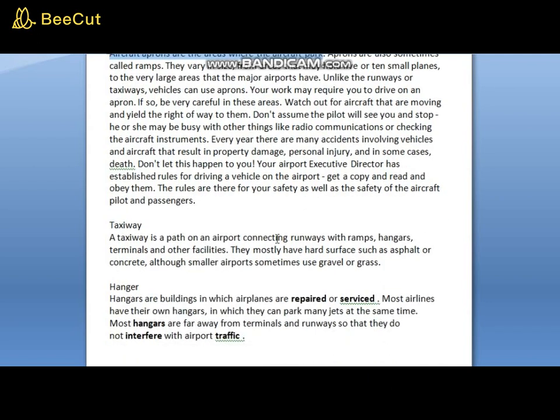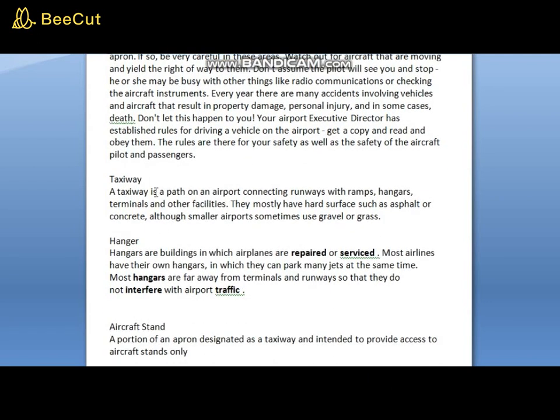Okay. The next is the taxiway. A taxiway is a path on an airport connecting runways with ramps, hangars, terminals, and other facilities. Most have hard surfaces such as asphalt or concrete, although smaller airports sometimes use gravel or grass.